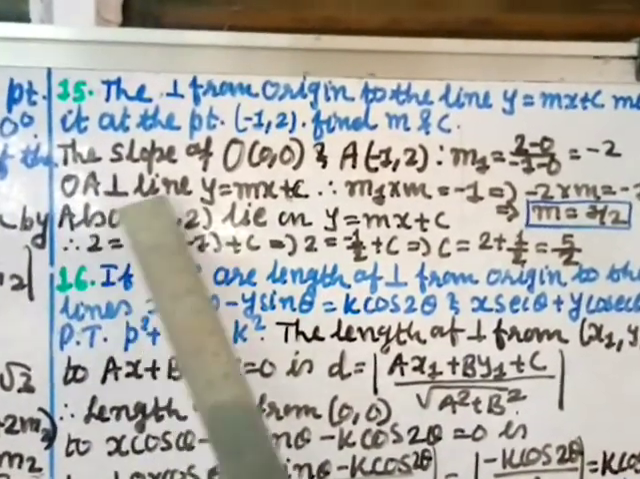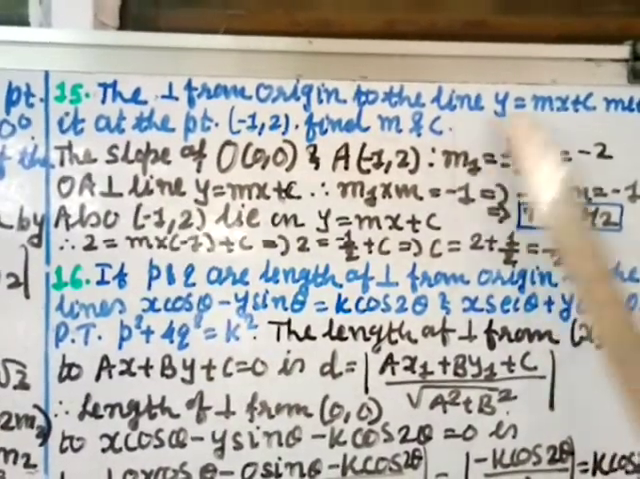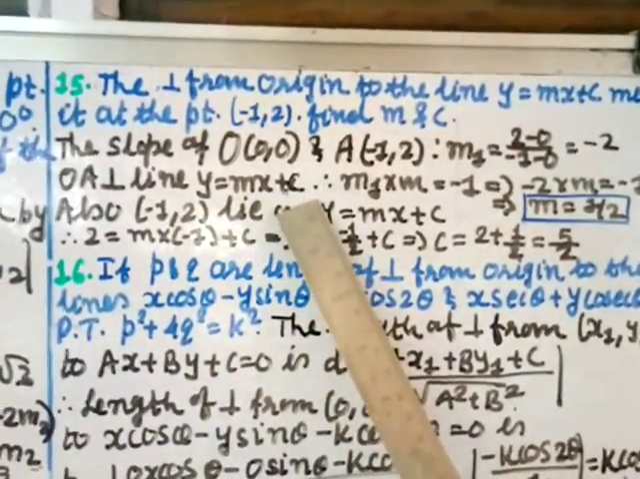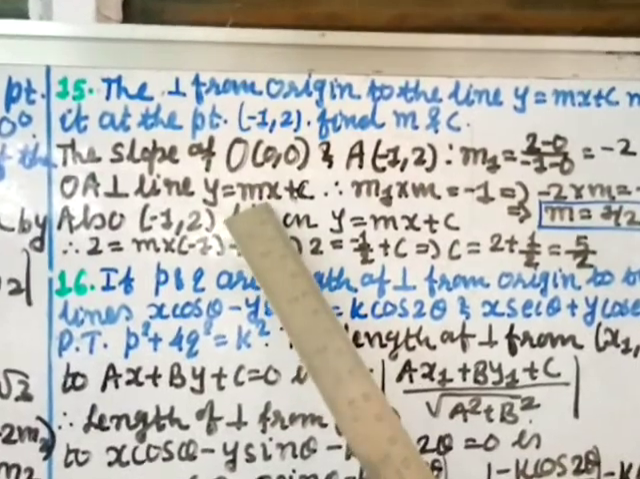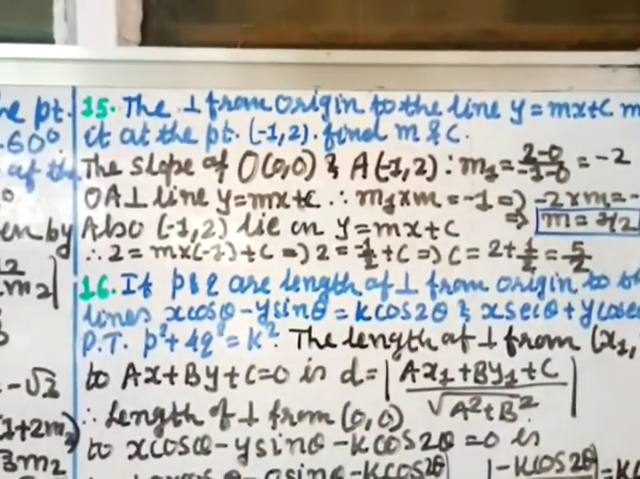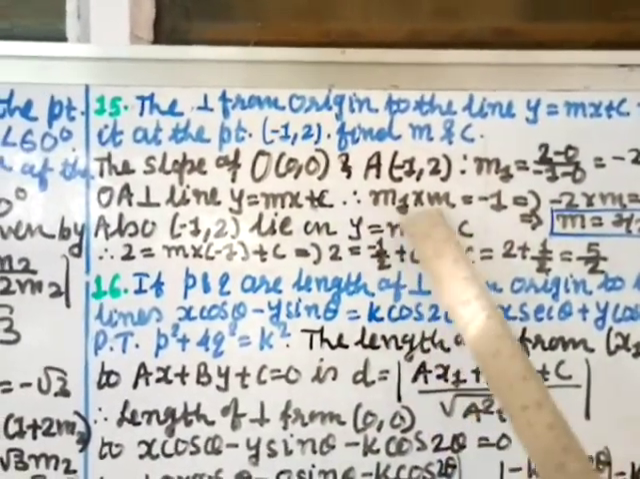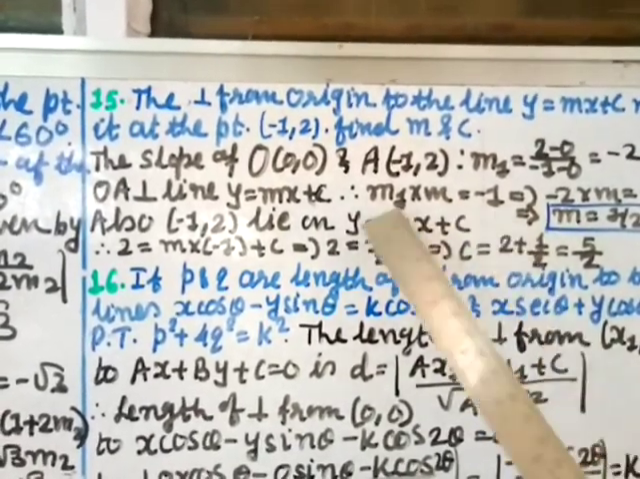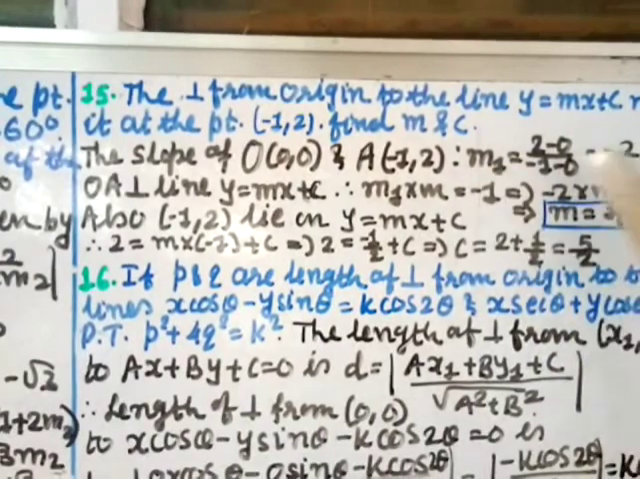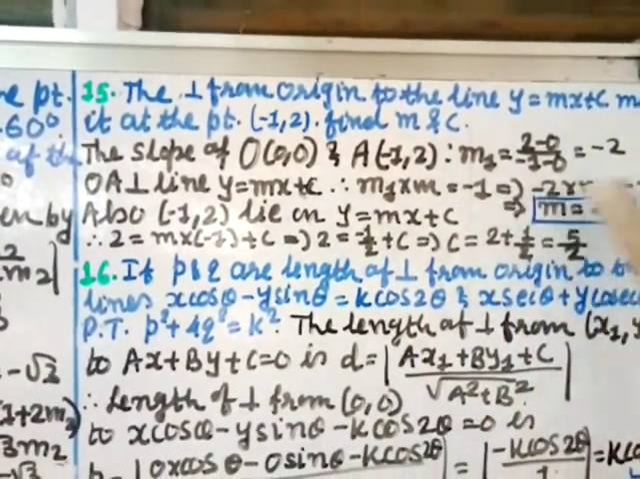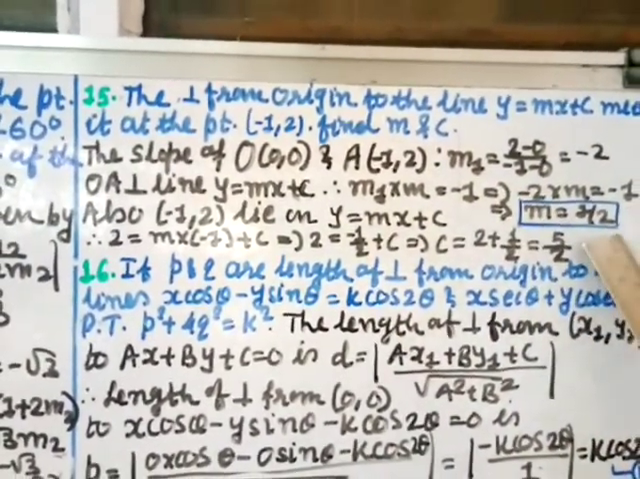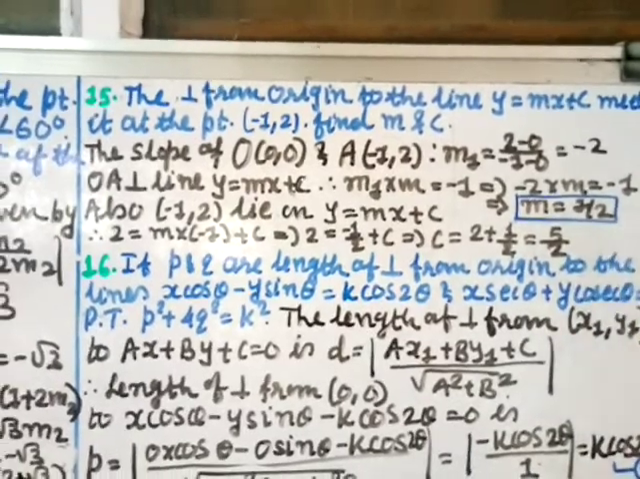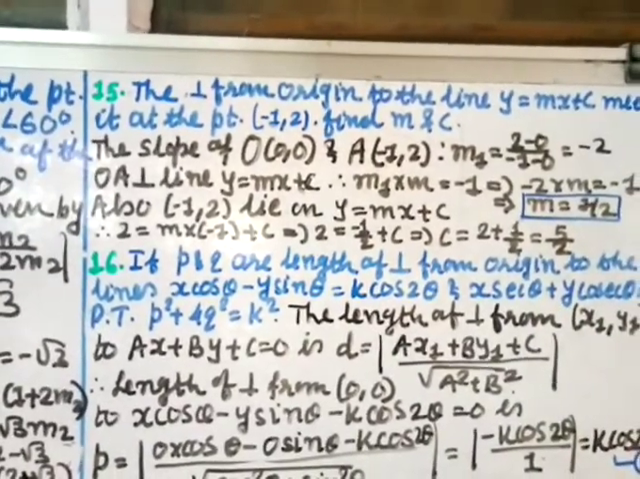Now OA is perpendicular to the line y is equal to mx plus c. That means the slope of this into the slope of this should give you minus 1. So therefore m1 into m is equal to minus 1. If you put the m1 value as minus 2, minus and minus cancel, and the 2 if you transfer it will go in the denominator, so the value of m is 1 by 2. So we find the value of m as 1 by 2.